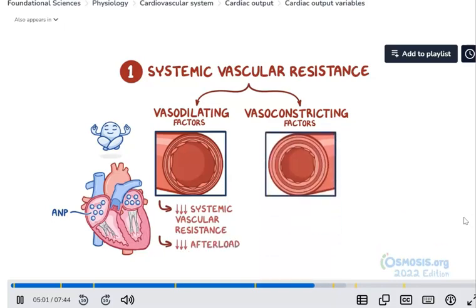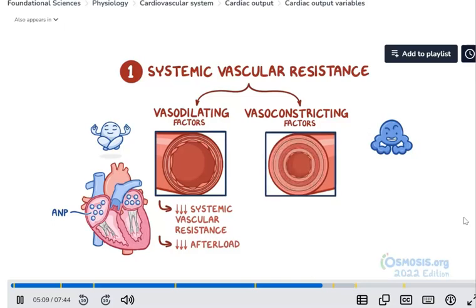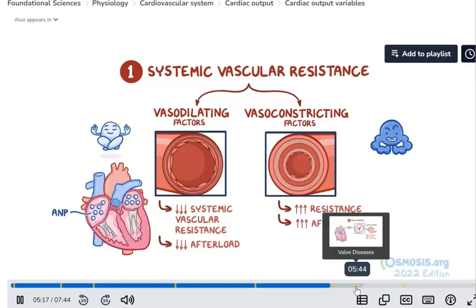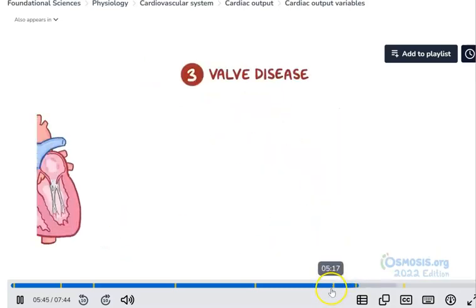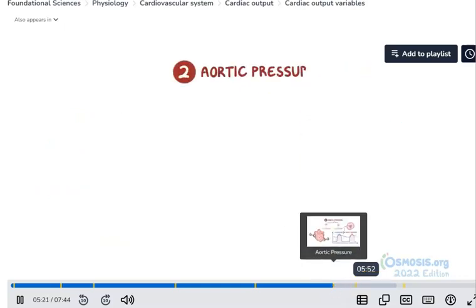On the other hand, vasoconstricting factors, such as sympathetic stimulation, constrict smooth muscle cells within the vessel walls, thereby narrowing the vessel lumen. Eventually, this leads to an increase in systemic vascular resistance and therefore increased afterload. Next is aortic pressure.